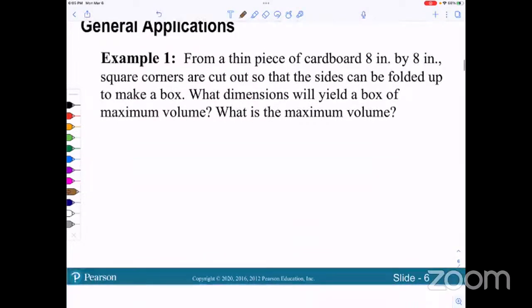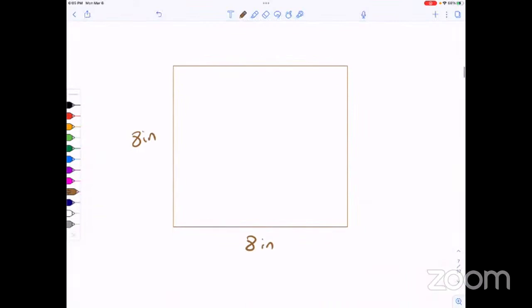So let's capture that. Let me copy, and I'm going to paste. And what we're going to do is cut out square corners. So basically something like this.